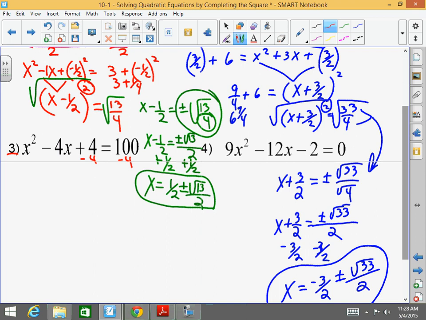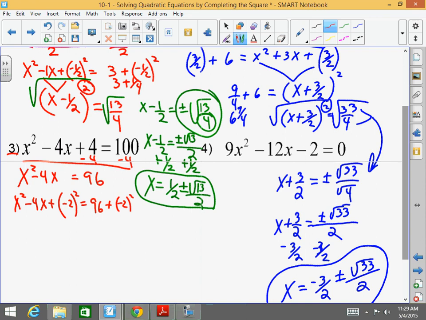Subtract 4 from both sides. X squared minus 4x equals 96. What's my b? Negative 4. What's my b over 2 squared? Negative 2 squared, which I must add to both sides, guys. I have to add it. So I'm going to add negative 2 squared to both sides. What does this factor out to be? X minus 2. Very good.